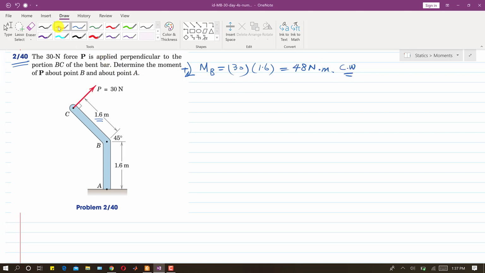Now we need to find the moment about point A. For that we need to find the angle of this force, or the angle of this bent bar.